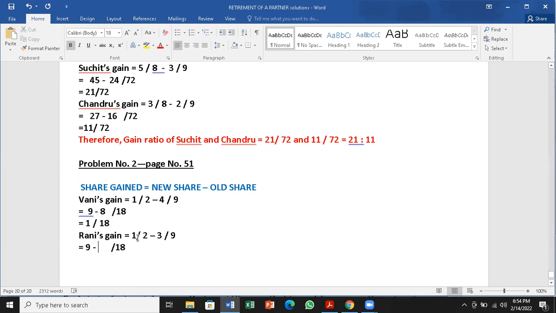Minus 18 divided by 9 is 2. 2 into 3, 6. So if we simplify further, 9 minus 6 is 3. 3 by 18.